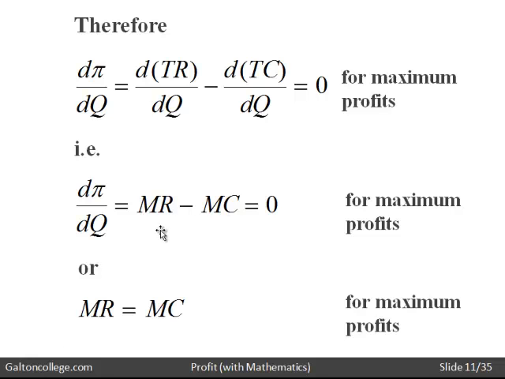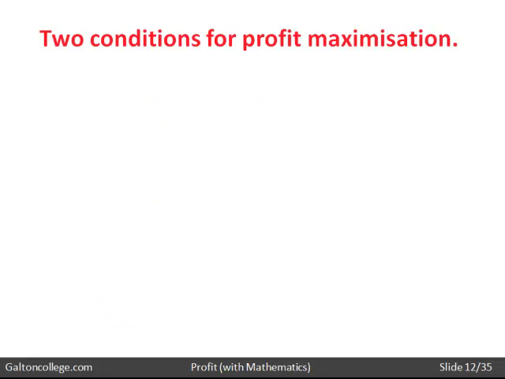In other words, take marginal cost to the right hand side: marginal revenue is equal to marginal cost for maximum profits. So there are two conditions for profit maximization. First of all, marginal revenue equals marginal cost. If that happens, profits will be maximized. Well, that's one of the conditions. The second condition must also be met.